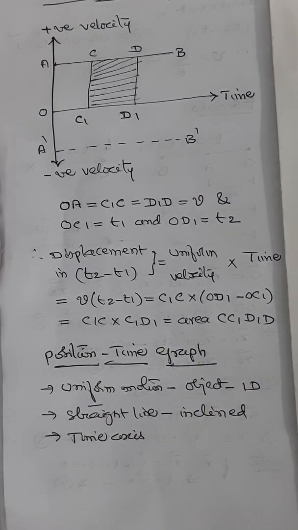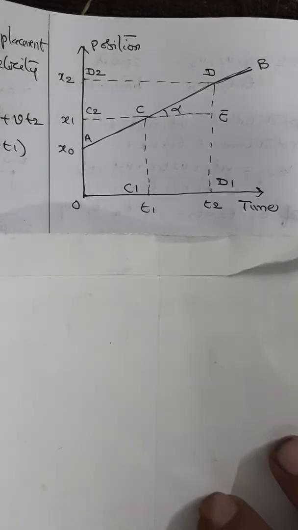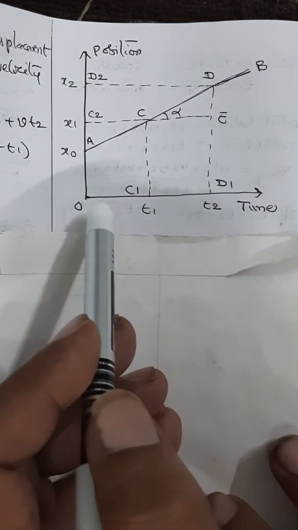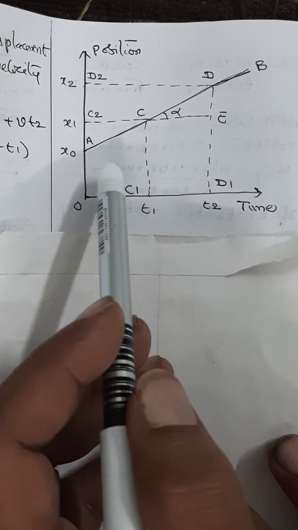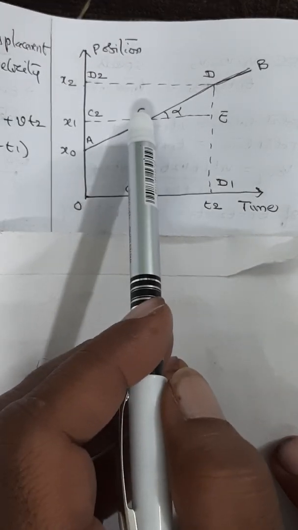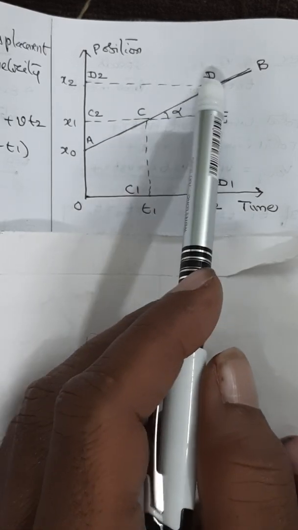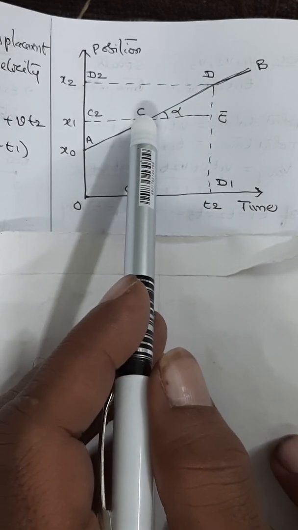Similarly, let us look at the position time graph. The position time graph of an object in a uniform motion in one dimension is a straight line inclined to the time axis, like AB here in this graph. Here the position coordinates of the object at time instants t equal to 0 and t1, t2 are taken as x0, x1, x2. Now here C and D are 2 points on the position time graph corresponding to instants t1 and t2.